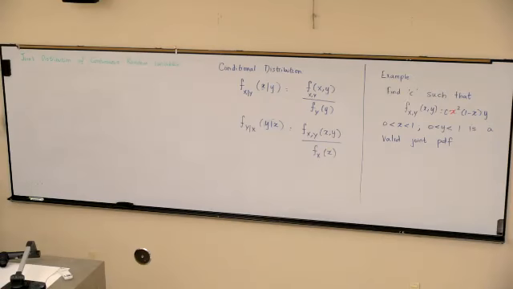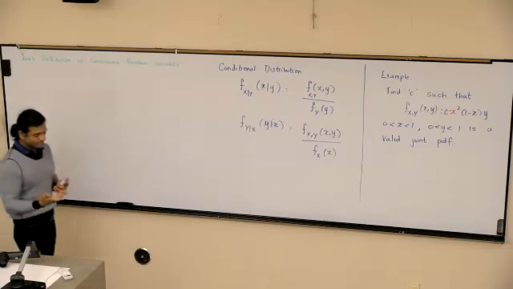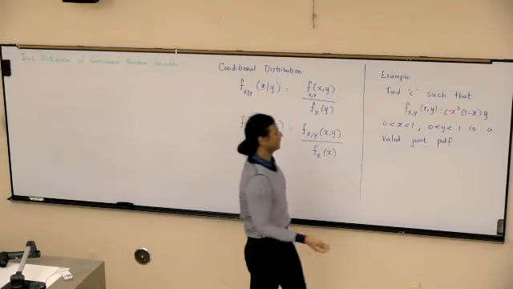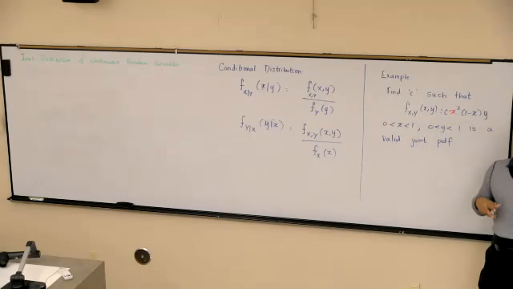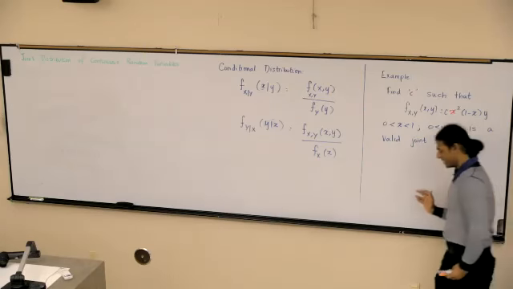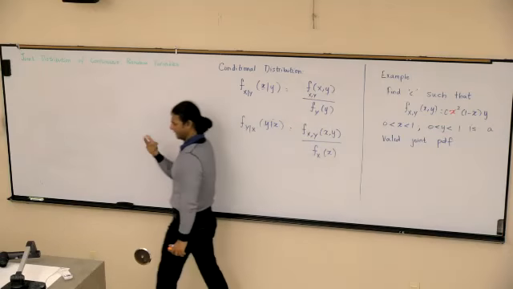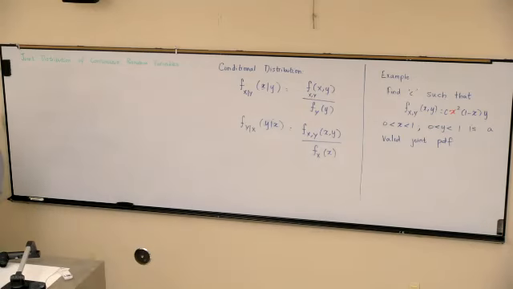So, what makes a function a valid PDF? Yes, sum to one. Integrate to one. If it's a discrete PDF, it has to sum to one. If it is a continuous PDF, it has to integrate to one. Here it is a joint distribution. I have a function in two variables, and it has to integrate to one.